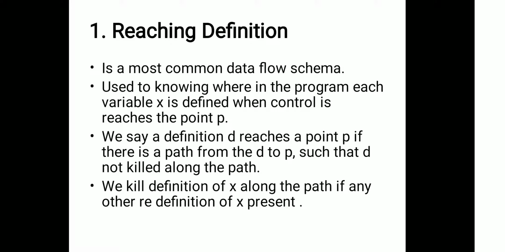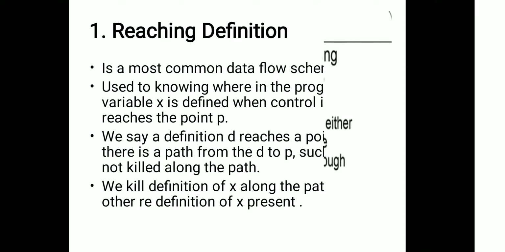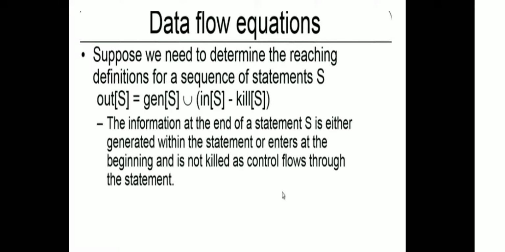If x equals a plus b is present at the initial point, and in between we again define x, then the earlier definition of x is killed by the next definition. So that earlier definition of x does not reach the particular point, because there is a redefinition of x. With the help of an example we are going to understand these concepts.